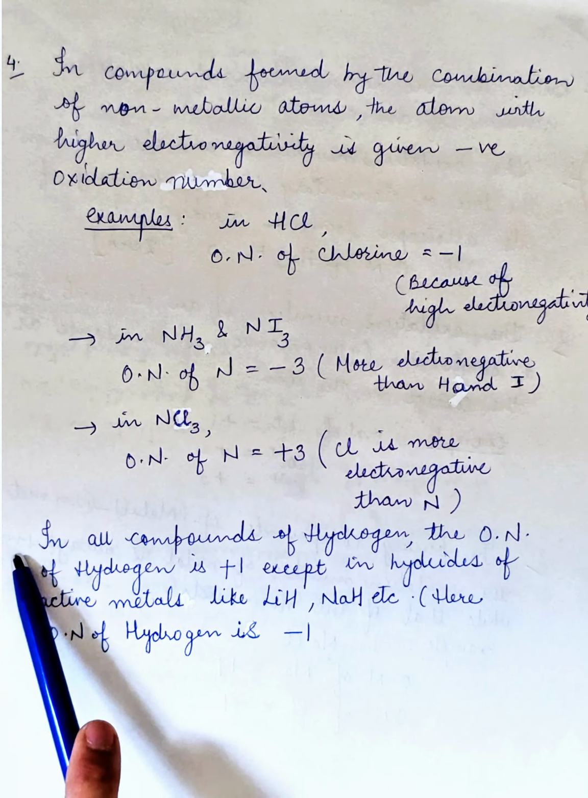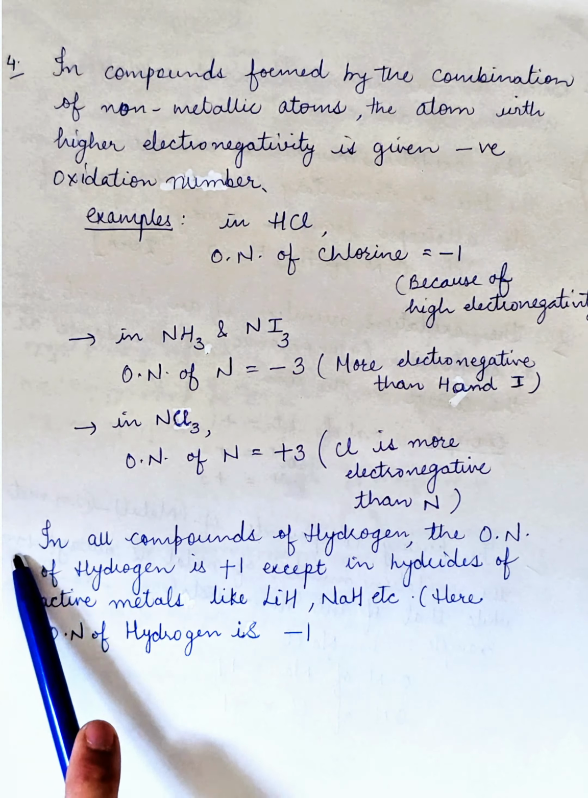In the fifth rule, in all compounds of hydrogen, the oxidation number of hydrogen is +1, except for hydrides like lithium hydride and sodium hydride. In these cases, the oxidation number of hydrogen is -1. Coming to rule number 6, in compounds containing oxygen, the oxidation number of oxygen is -2 in the case of oxides, but in the case of peroxides, the oxidation number of oxygen is -1.